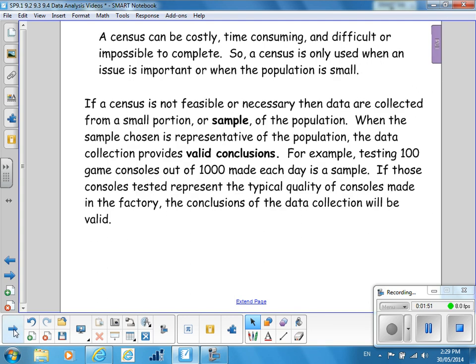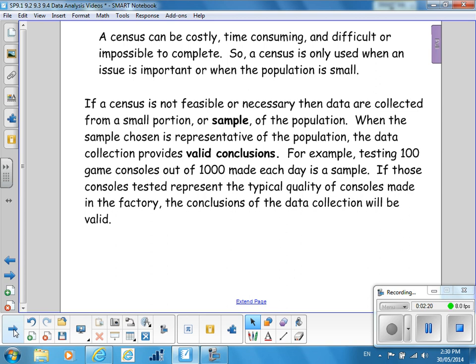A census can be costly, time-consuming, and difficult or impossible to complete. So a census is only used when an issue is important or when the population is small. If a census is not feasible or necessary, then data are collected from a small portion or sample of the population. When the sample chosen is representative of the population, the data collection provides valid conclusions.